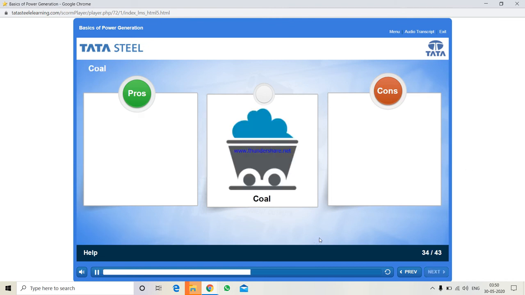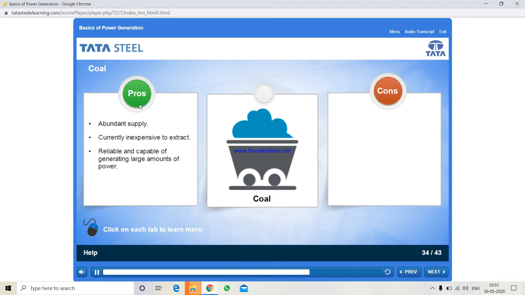These are the pros and cons of coal. Abundant supply, currently inexpensive to extract, reliable and capable of generating large amounts of power.